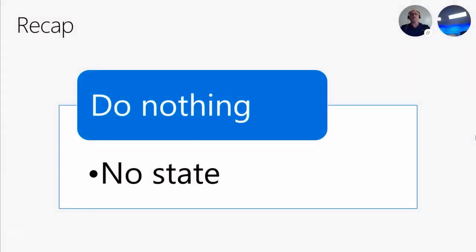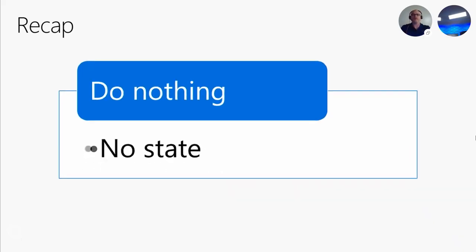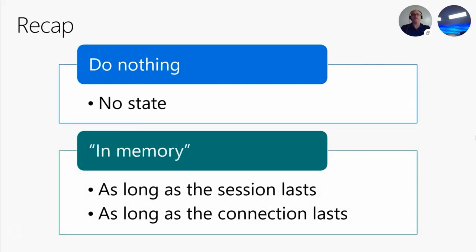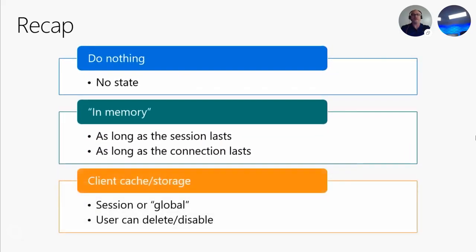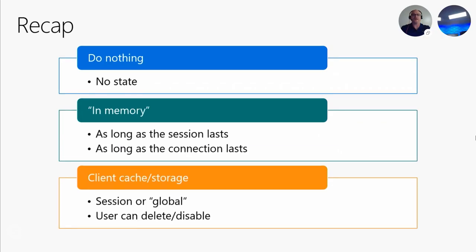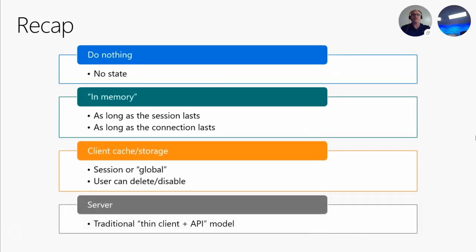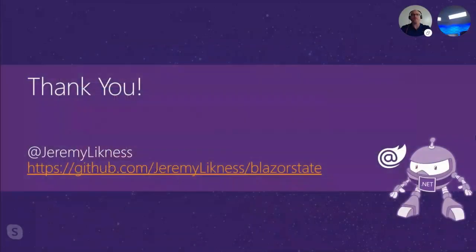So to recap what we covered, we could do nothing and have a terrible user experience. We can store it in memory, which is recommended so that your services are consistent. This will last as long as the session or the connection is there. We can do it on the client side with the cache and the storage that's available there. And then we can use the server side, and we have examples for these.